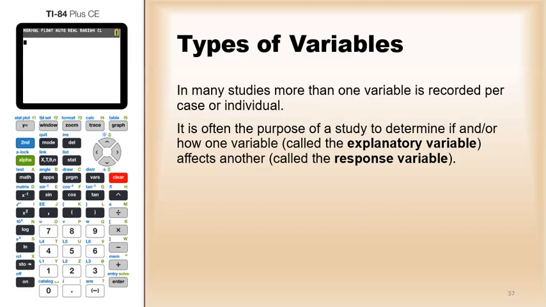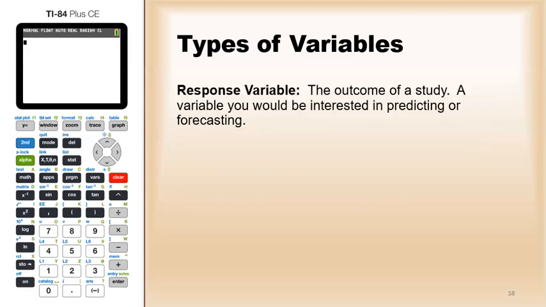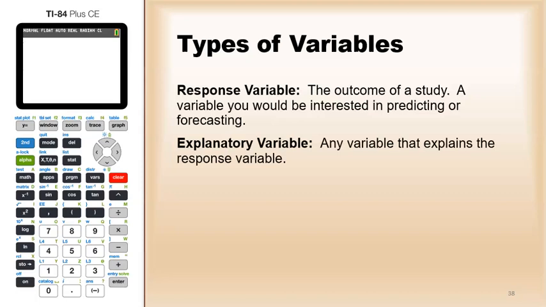So that is, we have this response variable, that's the one we're trying to figure out what's going on. We're using an explanatory variable to try to explain the response. So the response variable is the outcome of a study. That's a variable you would be interested in predicting or forecasting. And the explanatory variable is any variable that explains the response. You could have more than one explanatory variable, as we'll see later on in this course.